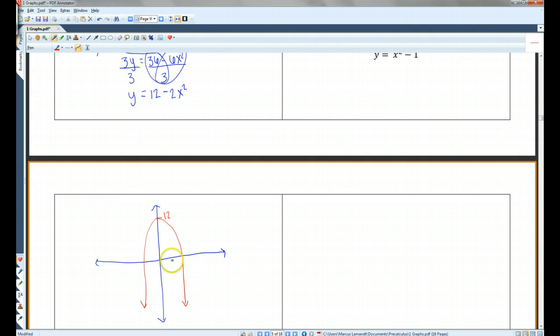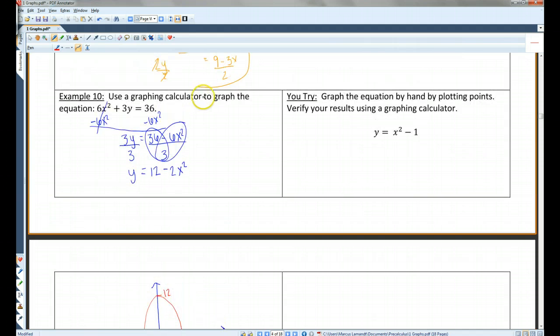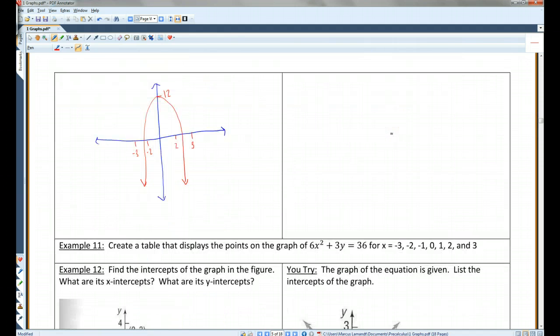And these ones, it hits somewhere in between 2 and 3. It actually hits at root 6. As we get farther along, we'll discuss why that is. Alright, you guys can try this one.